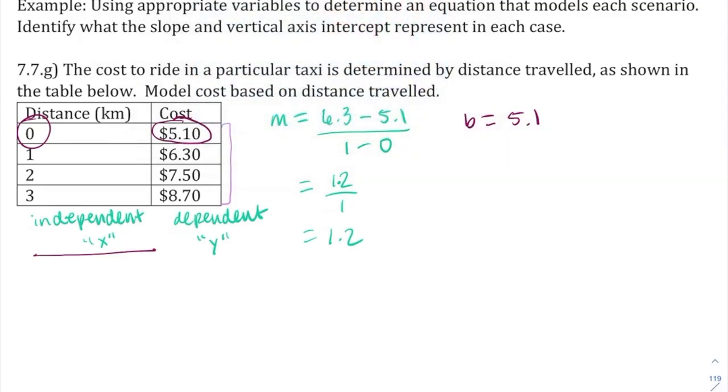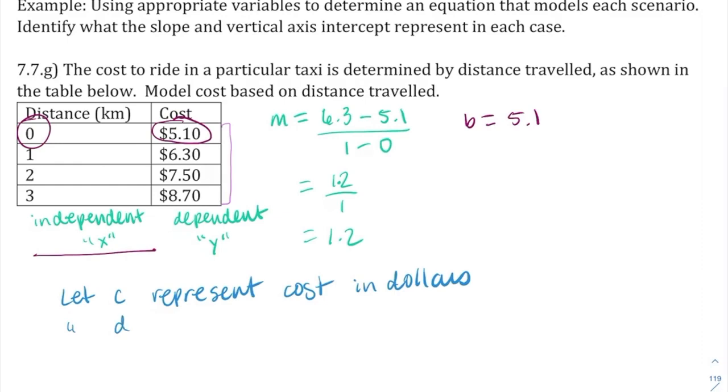Okay, next thing, we need to assign some variables and make an equation for this situation. I like this color. Okay, so I'm gonna do some let statements. Okay, so I'm gonna let C represent the cost, and because it is in dollars on the table, I'm also going to just keep that the same. No need to change it. And I'm going to let D represent the distance in kilometers.